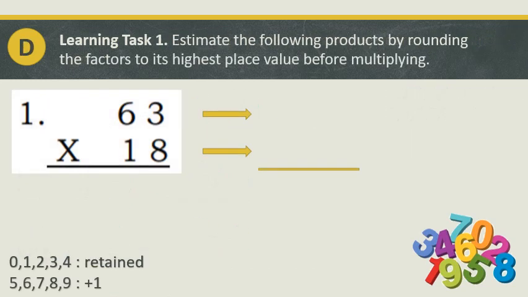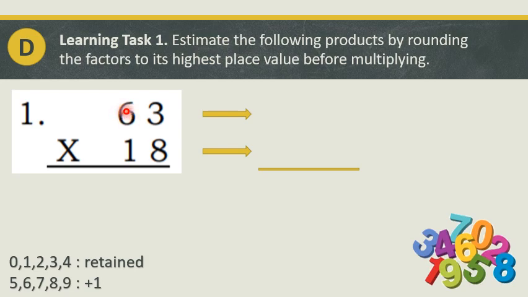Okay. So, learning task natin: estimate the following products by rounding factors to its highest place value before multiplying. So, dito, kung kaninang lesson natin ay kinukuha natin ng exact amount ng ating pinagmumultiply, dito, mag-estimate lang tayo. When we say estimate, i-round off lang muna natin siya to the highest place value. Tulad ng 63, ang highest place value niya is tens. So, yung 6. So, dito natin siya i-round off.